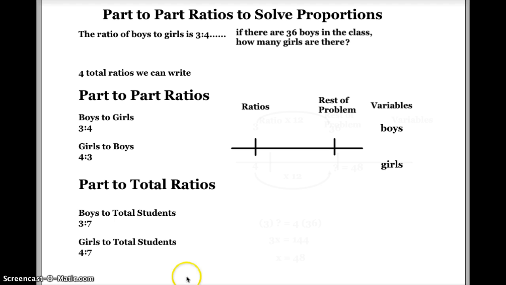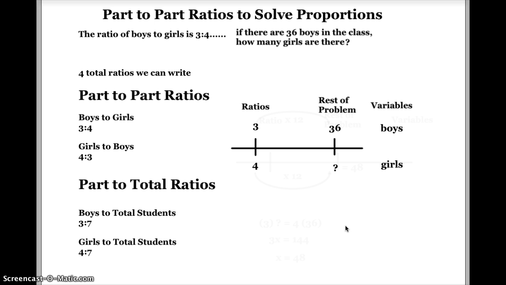So in my variables lines, I'm going to put down boys and girls as my 2 variables. Now under the ratio part, I'm going to use the ratio that was given in the first part. I knew that there was 3 boys for every 4 girls, so I'm going to write that ratio on my double number line of 3 to 4. Then I'm going to go to the rest of the problem and see what other pieces I know. It says that if there are 36 boys in the class, how many girls are there? So I know that there's 36 boys, and I'm trying to find out how many girls there are, so I'll put a question mark there.